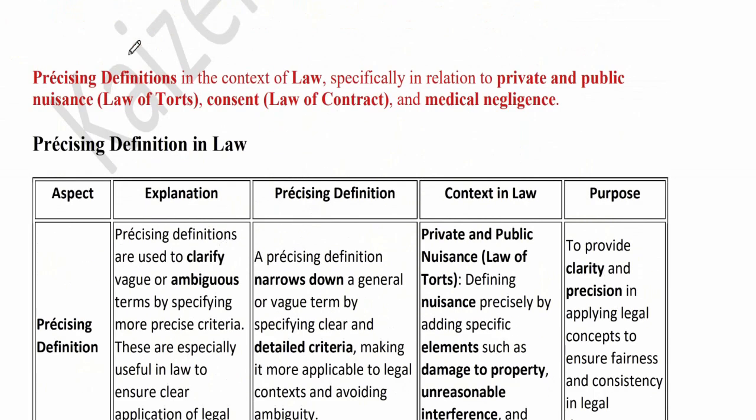Now we also have precising definition in the context of law. Precising definition is used to clarify vague terms or define a term more precisely. Specifically, they'll tell you for law of contract and in law of torts what private and public nuisance are and what consent is. So how it is defined precisely is shown here.